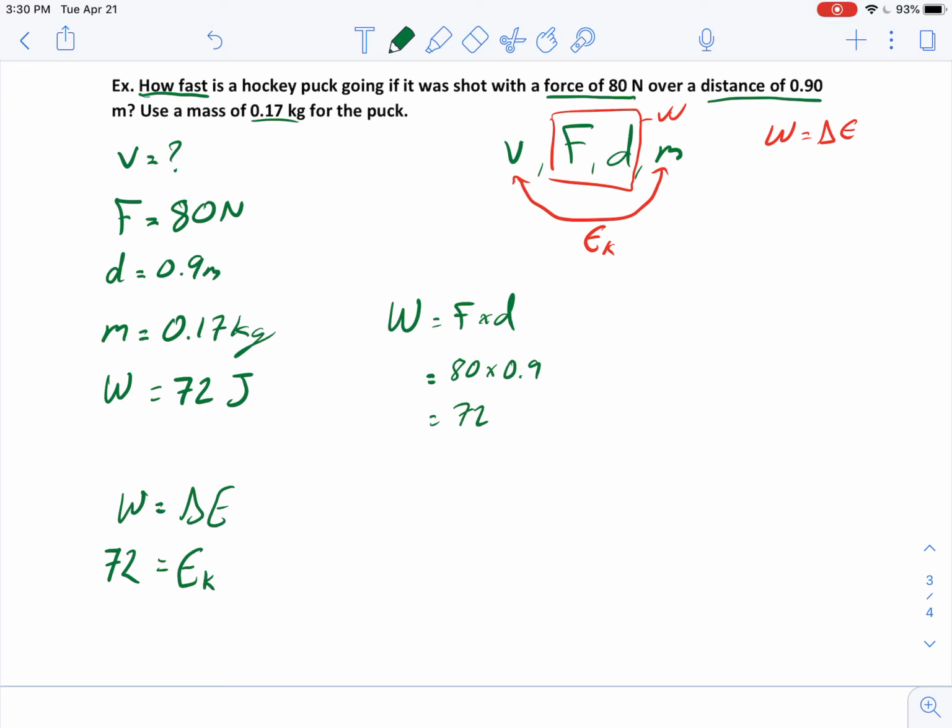So EK2 minus EK1. In this case, it doesn't tell me how fast the puck was going at the beginning, so I'm going to assume it's 0. So that would mean 1/2 m times v2 squared, our second velocity, minus 1/2 times m v1 squared. But if this v1 is 0, then this whole thing is 0. I'm left with 72 is equal to m v2 squared over 2.